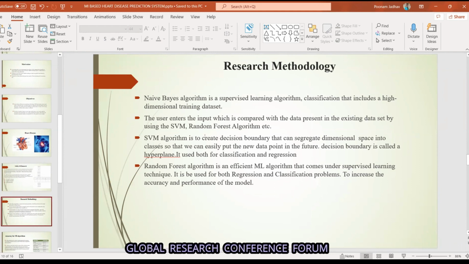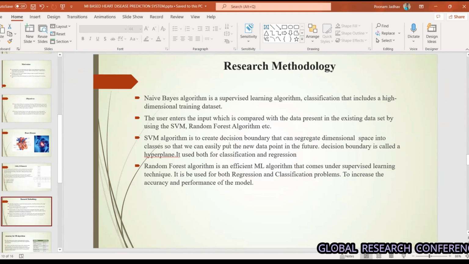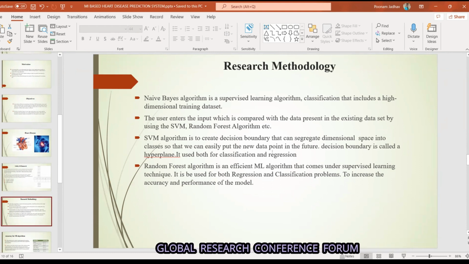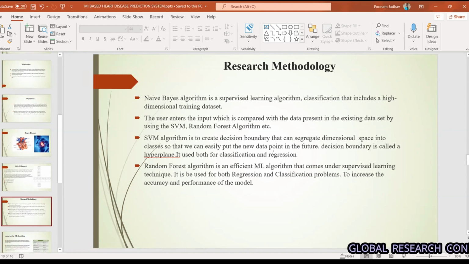The next one is the SVM algorithm. It creates a decision boundary that segregates the dimensional space into classes, so we can easily put a new data point in the future. The decision boundary is called a hyperplane, and it is used for both classification and regression.